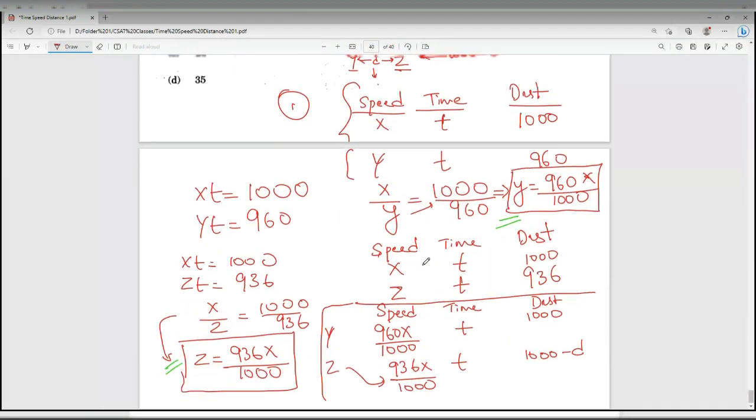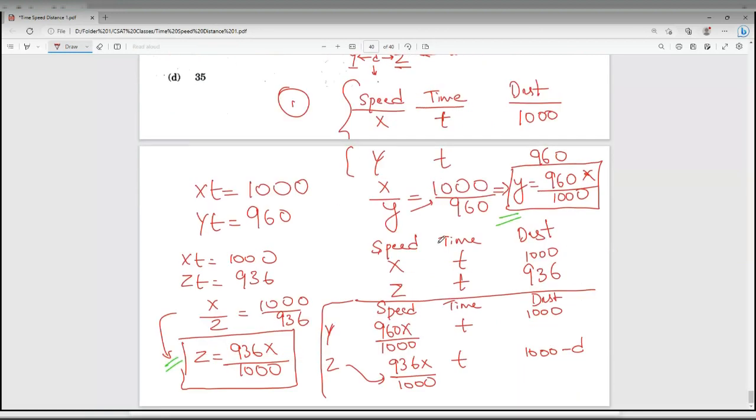I've run out of the sheets. If you have understood this part, I can remove this. I'll just remove this so that I can calculate.